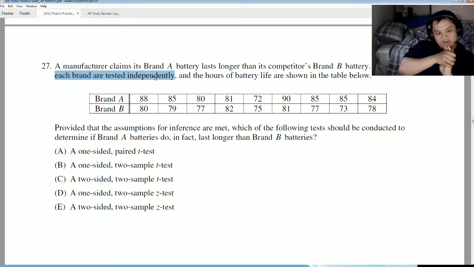So your device that you're testing on requires you to use four batteries, right? You grab two from brand A and two from brand B. That would be paired. They're together. But if you're just using brand A, and then a different device with brand B, that's when you're testing independently. They're not powering the same object. Does that make sense?